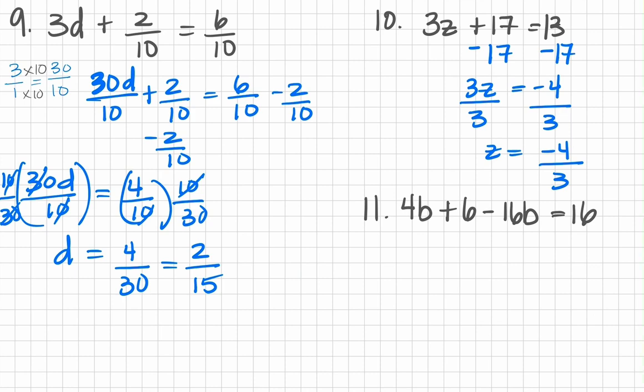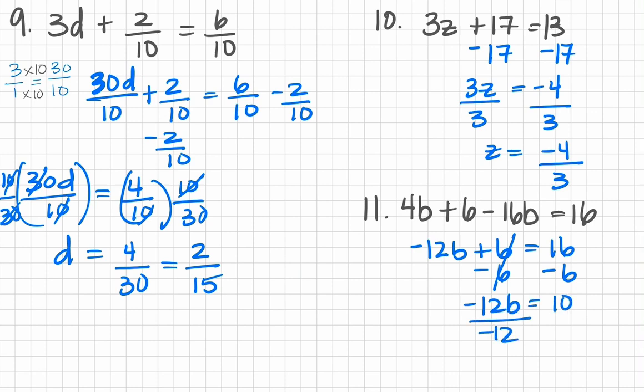For number 11, we're going to combine like terms that we can. We have a 4b and a 16b on the same side, so that's going to be negative 12b plus 6 is equal to 16. Subtract 6, my apologies. It's going to be negative 12b is equal to 10, divided by negative 12, divided by negative 12. B is going to be equal to negative 10 over 12, which is more broken down. You can leave it like that, but more broken down is negative 5 over 6.